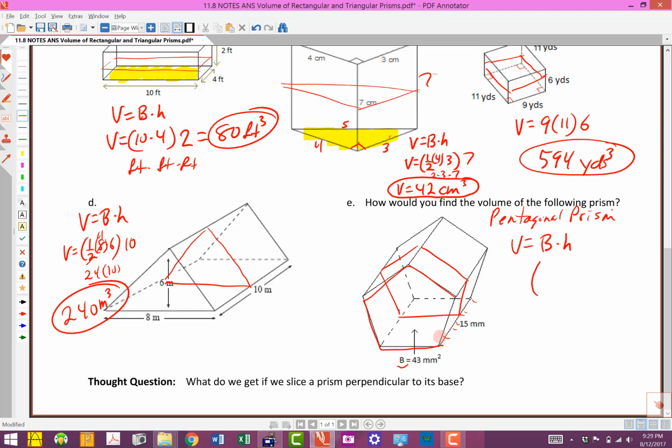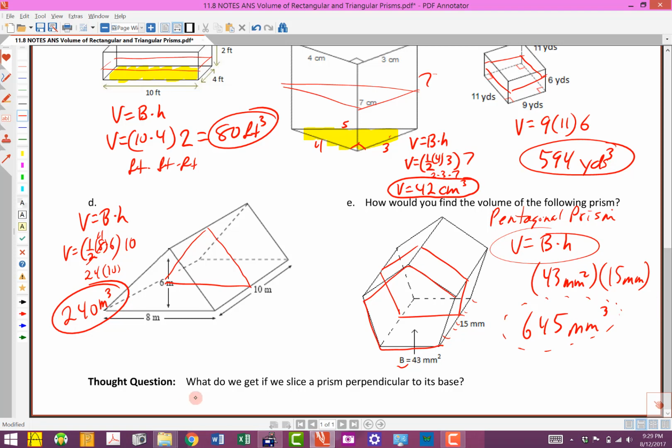Well, the area of the pentagon is 43 millimeters squared. Notice they've got the units right there. And then we'd multiply that by 15 millimeters. So we'd get millimeters cubed. Now, if you want to throw that in your calculator, you're welcome to do that. I think you end up with 645. Yep, I think that's right. But that's how you do that. So the power of this little formula can't really be underestimated because it's so good when we've got prisms.